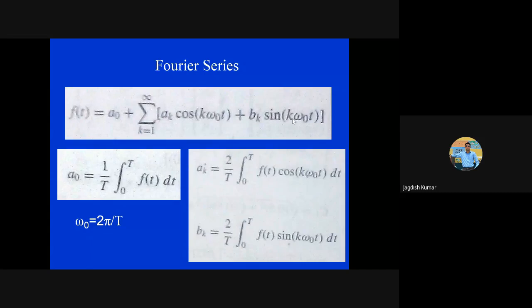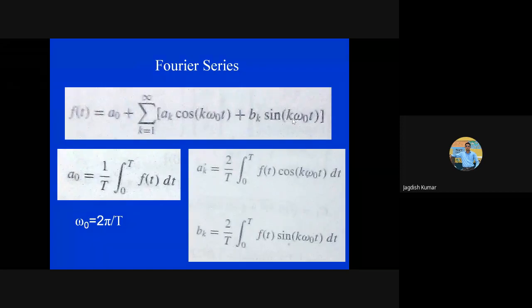And how are the periodicities of those functions defined? So the condition is that the periodicity of all these sinusoidal functions should be either equal to the periodicity of the function itself which we are going to represent, the unknown function, let's say f of t, or 1 by n, where n is an integer, times the periodicity of the function itself.